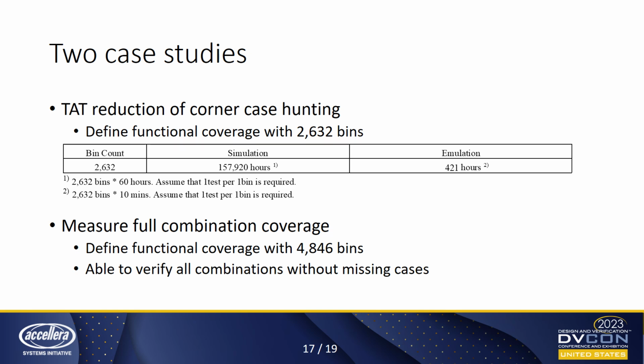And second, we found the suitability for full combination tests. We tested a full combination scenario having around 5,000 data paths and defined all the data paths as a functional coverage. As a result, without any missing combinations, we closed the verification by checking the functional coverage, not to mention the total test time reduction.